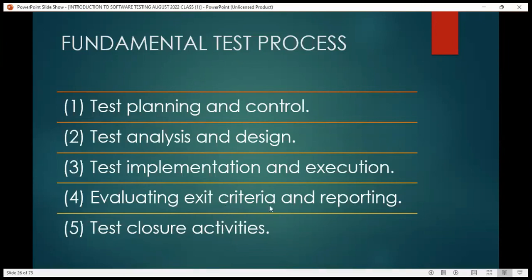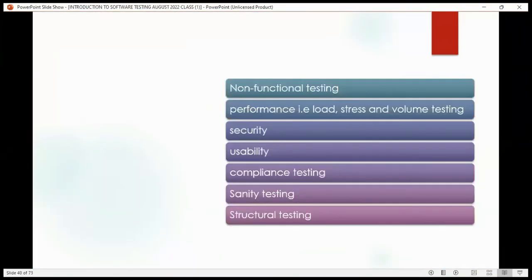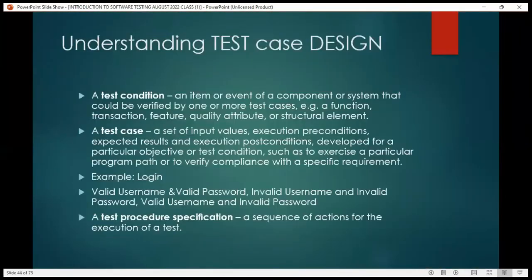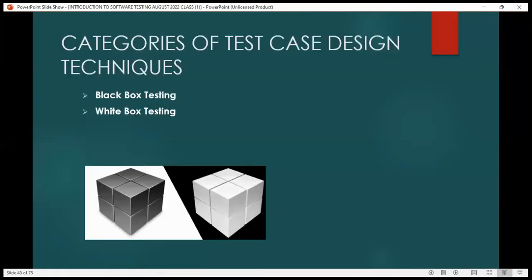This part will be the reporting, and the last one will be test closure activity. When you as a tester follow this test process, I will tell you who a professional tester is, who is actually an ISTQB certified tester. That takes me directly to the last part of this class. This is a test script. This is just an example of the page, how we create it.